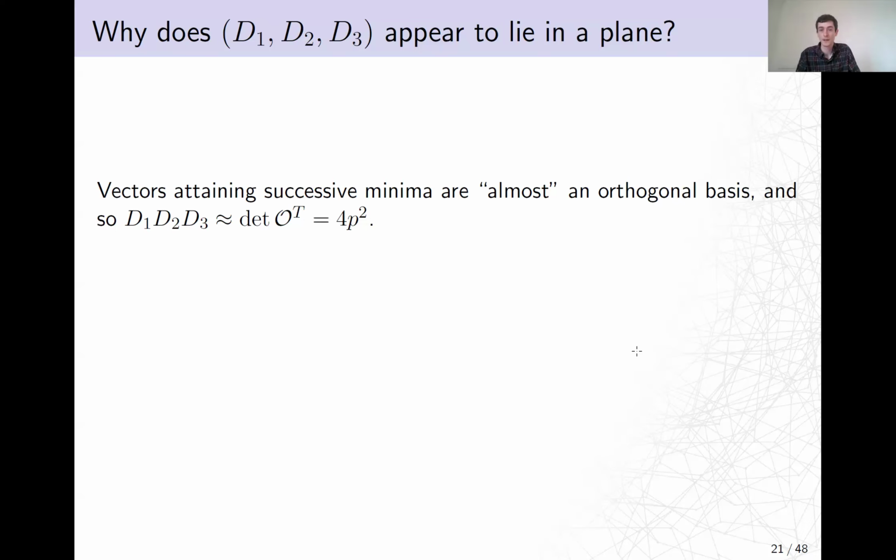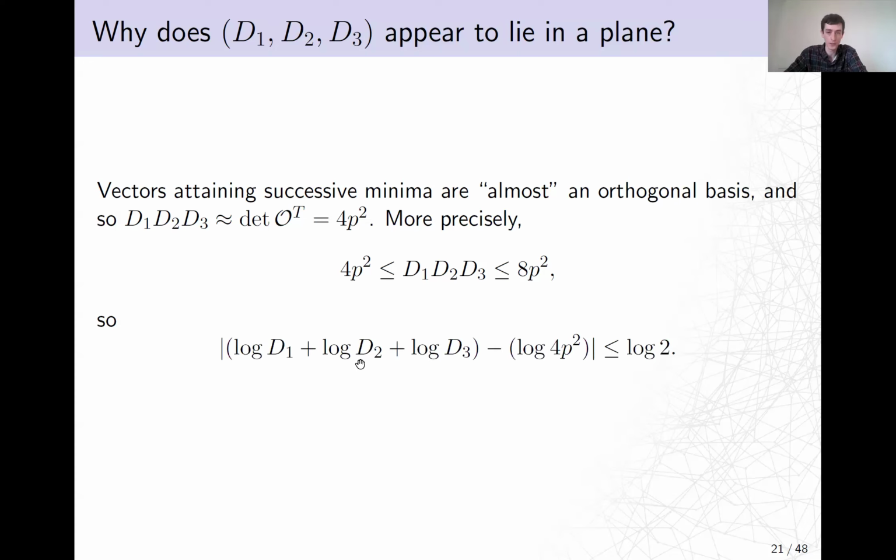We can be more precise, and in the case of these rank 3 lattices, we can prove that this product of successive minima is bounded, up to less than or equal to signs, between 4p squared and 8p squared. And this is where the plane comes from, because when we take logarithms of this equation, we find that the sum of the logarithms of d1, d2, and d3 is very, very close to the log of 4p squared. There's going to be a little bit of error, so they're not going to lie precisely in this plane. There's going to be a little bit of wiggle room. But essentially, because p is so large, it looks like these triples actually do lie in a plane when you plot them in the log scale.